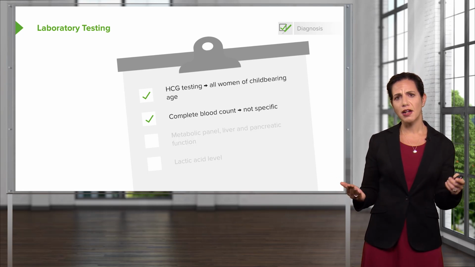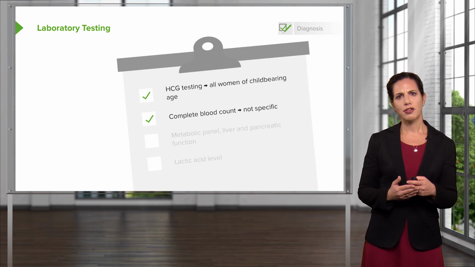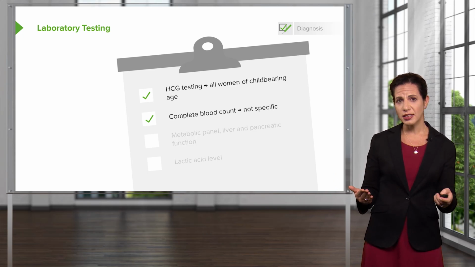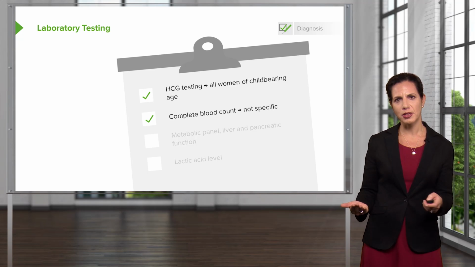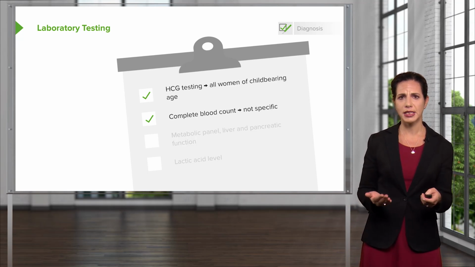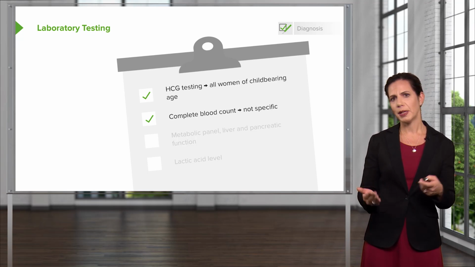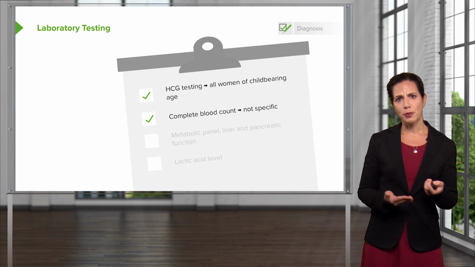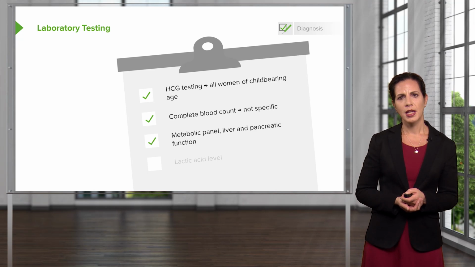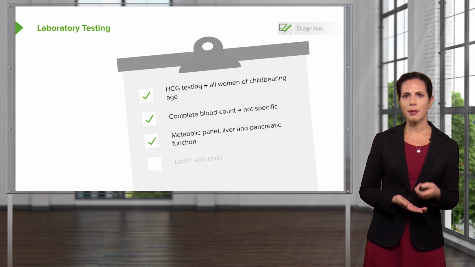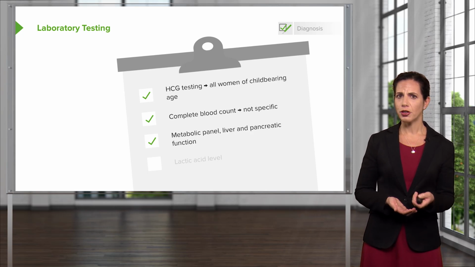It can increase in and of itself in pregnancy. It can increase just with stress, life stress. Certain medications can increase the white blood cell count. Also on that CBC, you'll get an idea as to whether or not the patient is anemic, which can also potentially help you. A metabolic panel with liver and pancreatic testing can be helpful as well.